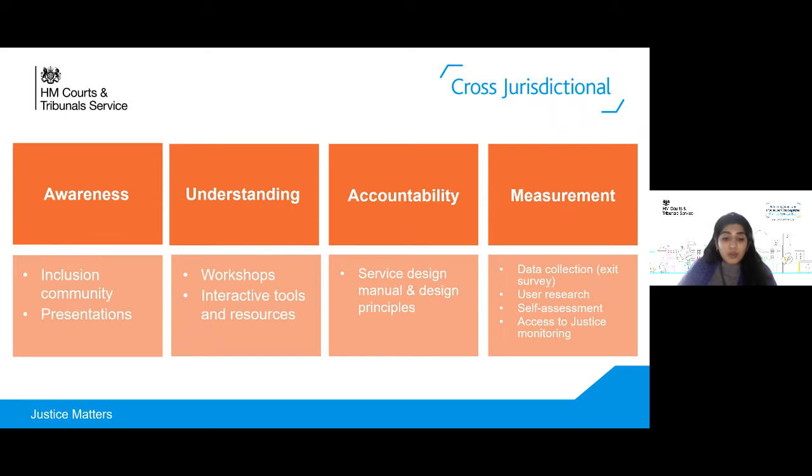And of course, these tools will be supported by insights from user research and other data that we have, like complaints data, as well as data from our access to justice monitoring, which my colleague Laura will talk about shortly, not quite yet though.